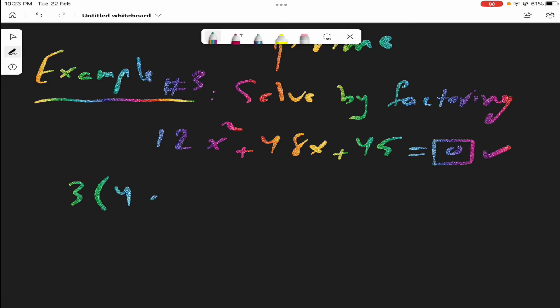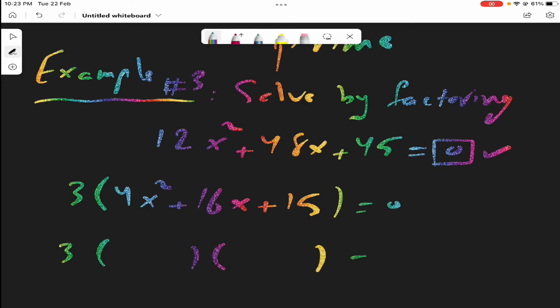12 divided by 3 is 4. 48 divided by 3 is 16. 45 divided by 3 is 15. So 3 outside, open two brackets. What gives me 4x²? Two possibilities: 1 times 4 or 2 times 2. We have to try. So let me try 4x and 1.